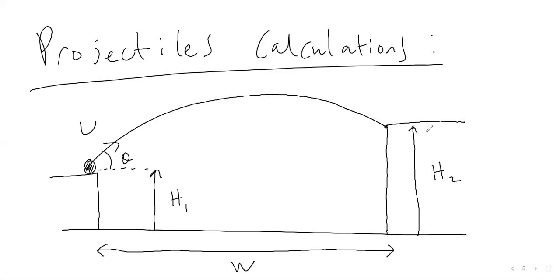So imagine you've got this scenario where you're going to kick a ball from a height of h1 meters above the ground. That h1 could be 0, or it could be any number you like. Could be 10 meters above the ground, 0 meters above the ground. It doesn't really matter. It's just some kind of height there.